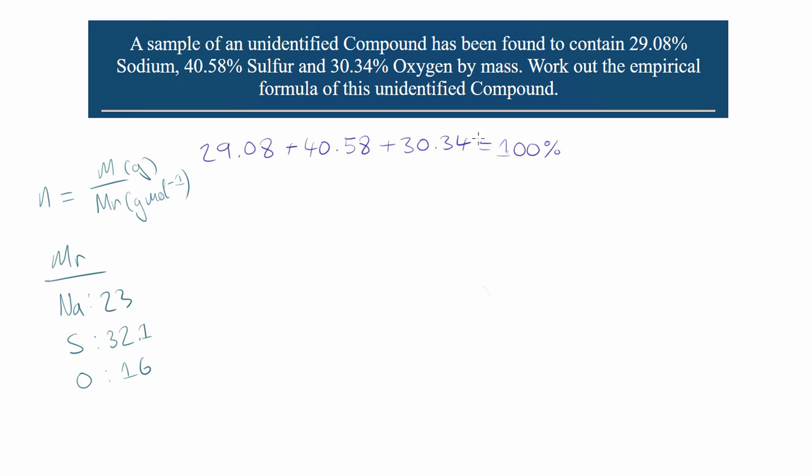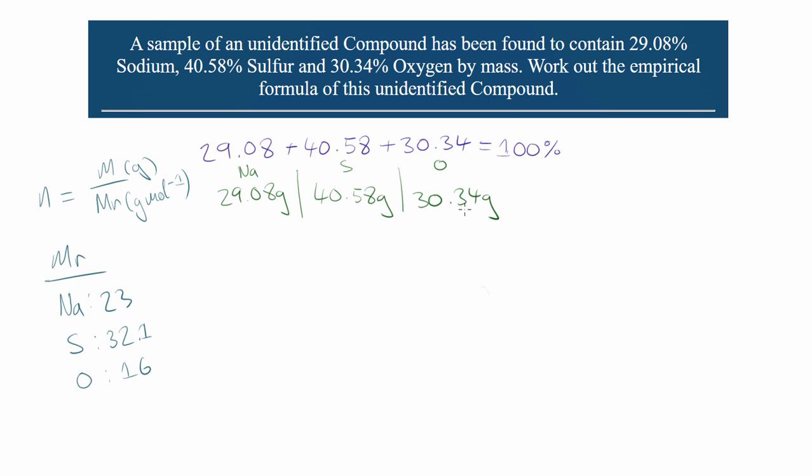Well, it means that effectively these can be converted into masses, right? So you can imagine that would therefore be 29.08 grams. So that's with the Na. For the sulfur, that's 40.58 grams. And for the oxygen, right, 30.34 grams. Okay.